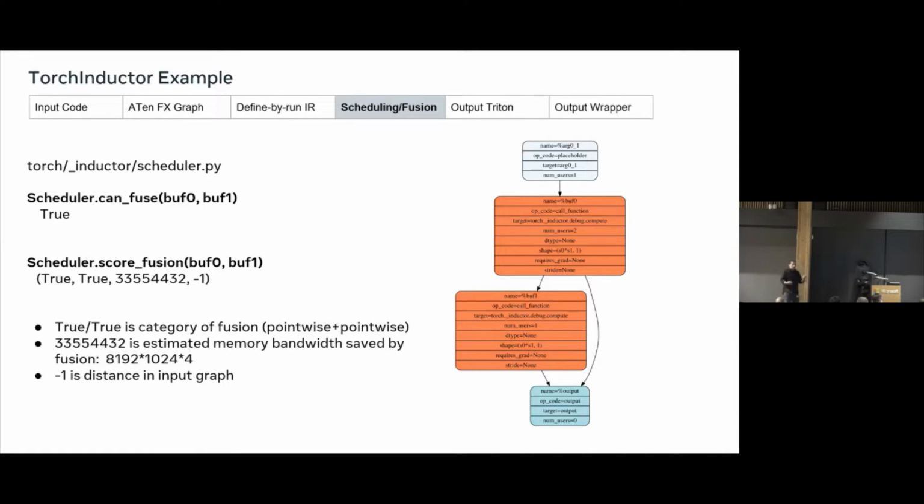And then there's a score fusion, where we basically look at all pairs of legal fusions. We score them, and then we have a greedy fusion algorithm where we fuse the highest scores first, and we continue fusing until we can't fuse anything else.